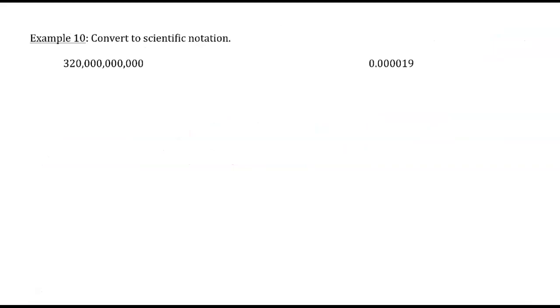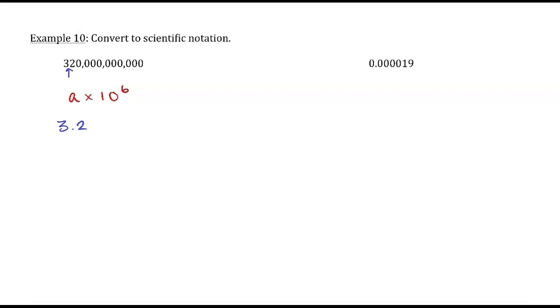In example 10, we start with a very large number that we will convert to scientific notation, and then we have a very small number that we will convert to scientific notation. To write 320 billion in scientific notation, we need to write it as a times 10 to the b, where a is at least 1, but less than 10. That means our decimal place needs to be exactly right here between the 3 and the 2. In other words, our a is going to be 3.2. That's at least 1 and smaller than 10.